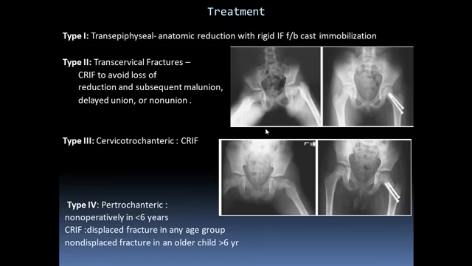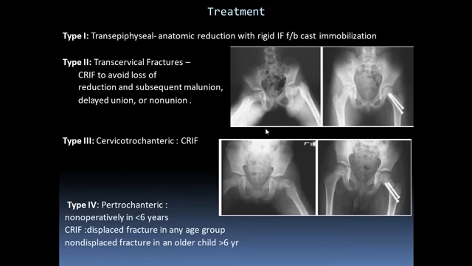And treatment options: type 1 transepiphyseal, anatomic reduction with rigid fixation, and transcervical, closed reduction and internal fixation to avoid the loss of reduction and subsequent malunion, delayed union, or non-union. In pediatric proximal femoral fractures, transcervical or neck of femur fractures may be complicated commonly with delayed union or non-union. Cervicotrochanteric fracture should be fixed. We usually go for closed reduction and internal fixation.